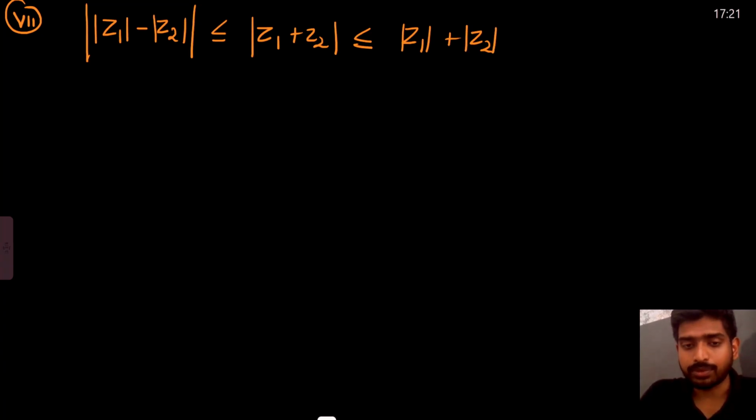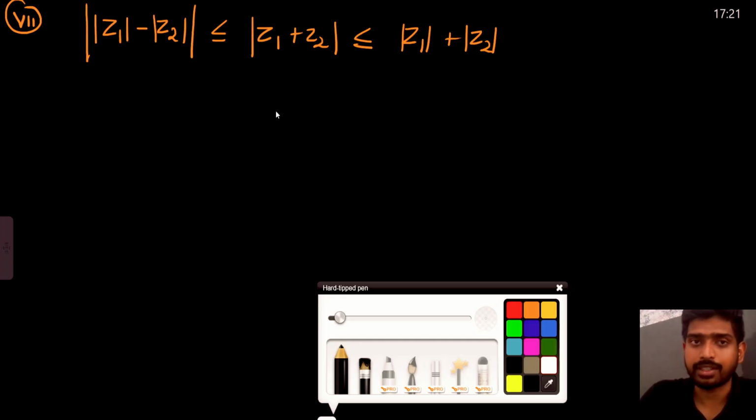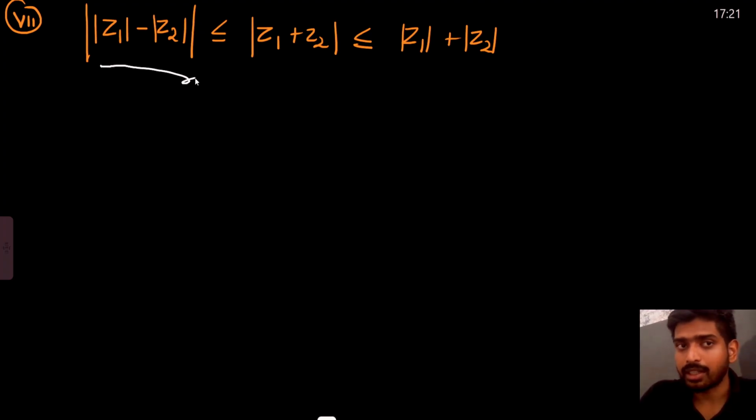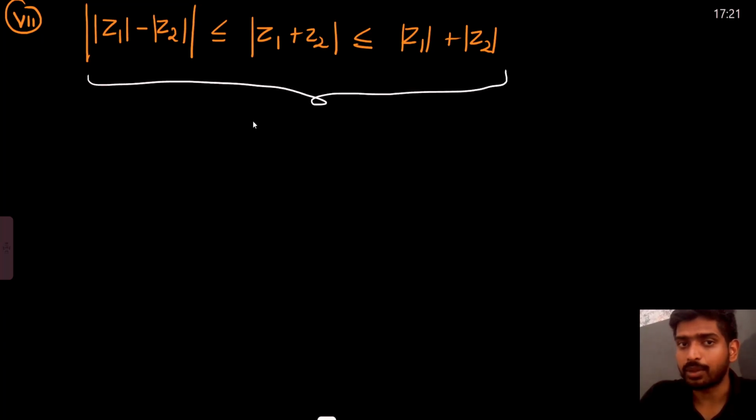So this we can prove. This property we can prove again by using vectors. This you can say is nothing but the triangle inequality.